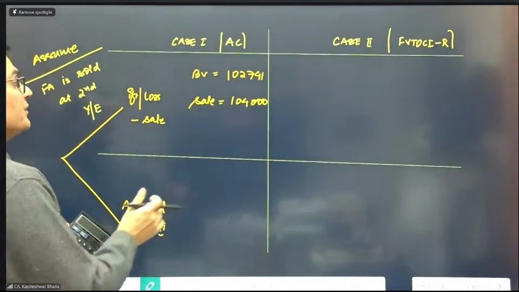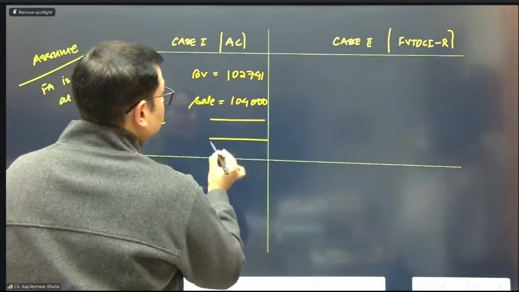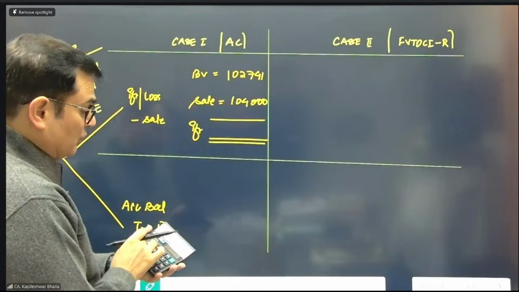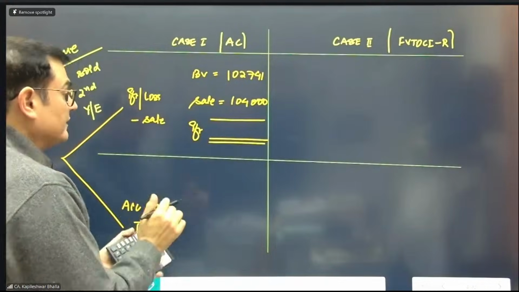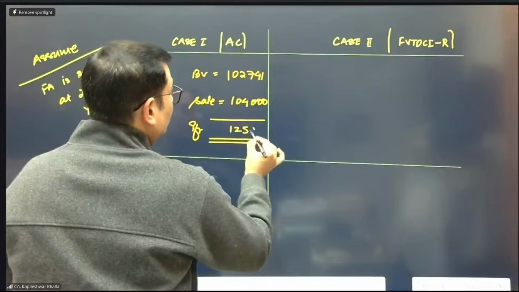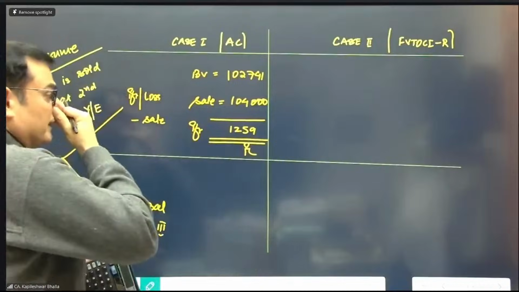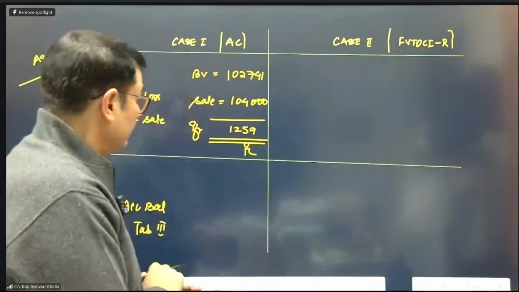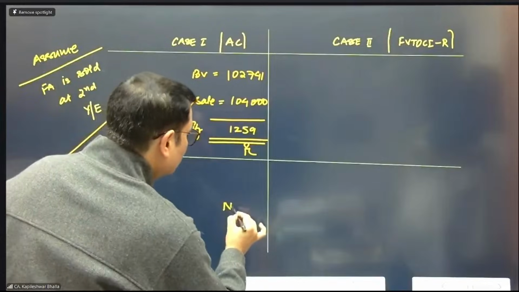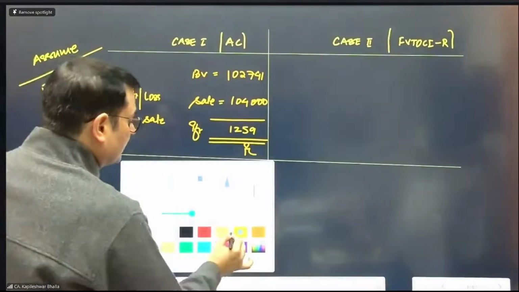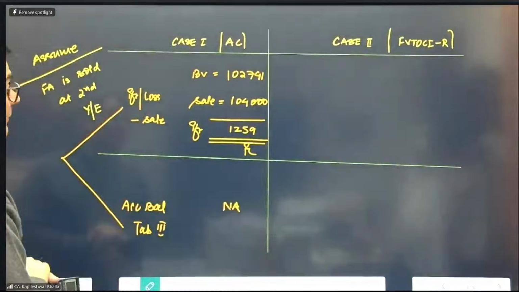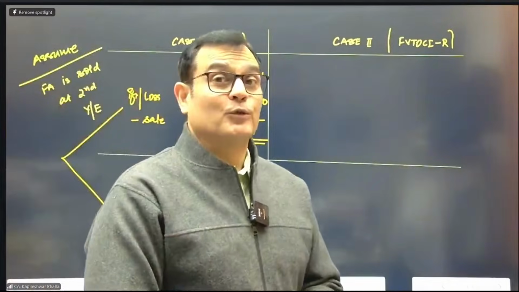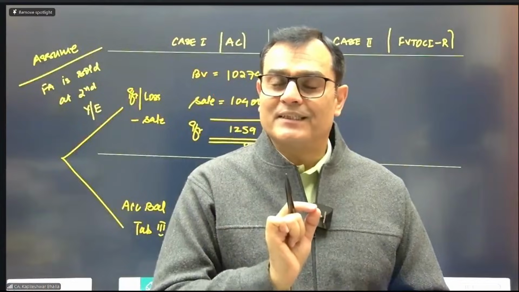So let's see what the profit or loss on sale is. Against 102741, we get a profit of 1259. This is going to be captured in the profit and loss of the company. Simple and straight. In this case, there is no accumulated balance, because there is no concept of tab number 3 in terms of AC, so that's not applicable.